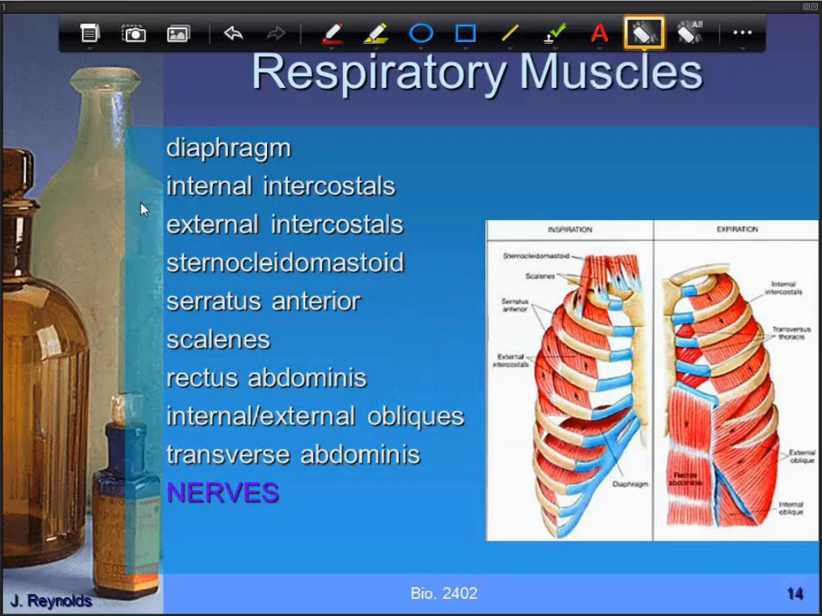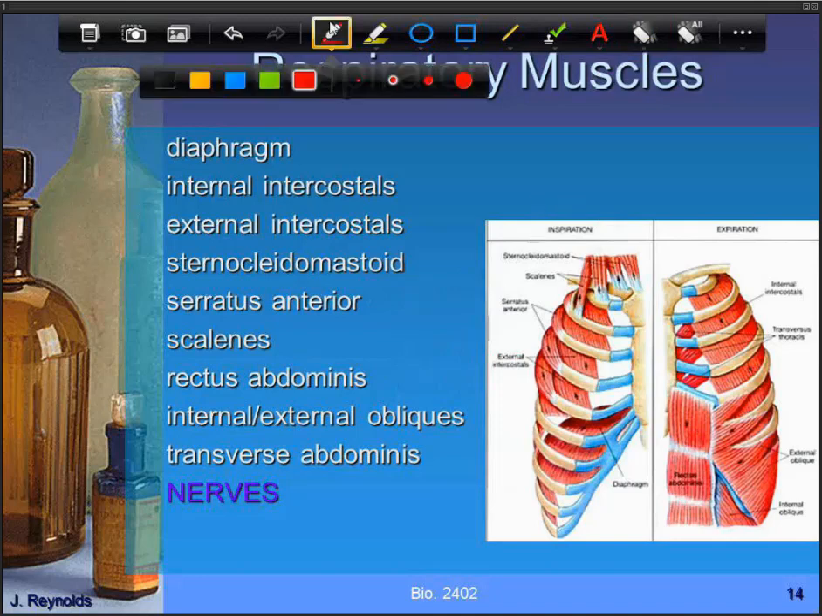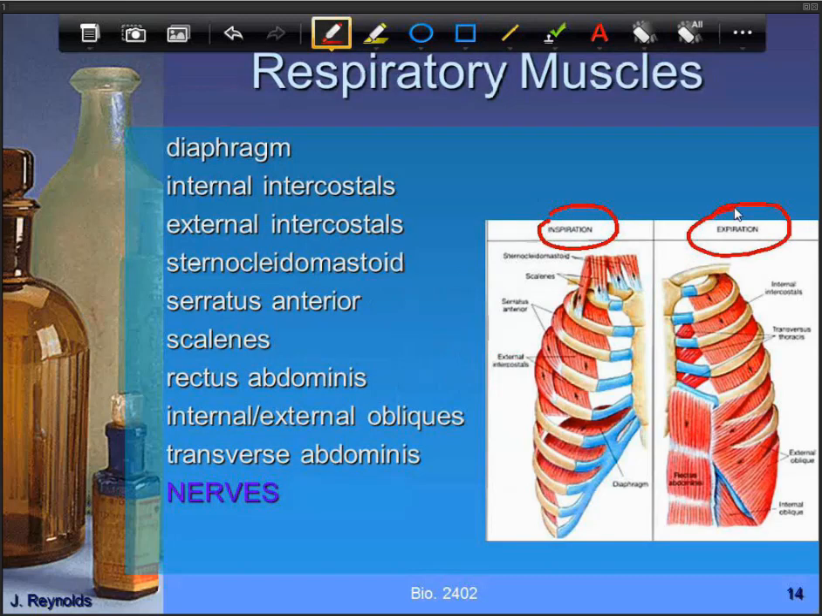External intercostals. Look over on the right. Notice, by the way, the muscles involved in inspiration here, and muscles involved in expiration on the right. The internal intercostals are underneath the externals, and look at the slant. They're slanting the opposite direction. Their direction is this way. The externals on this left side would be slanted this way.